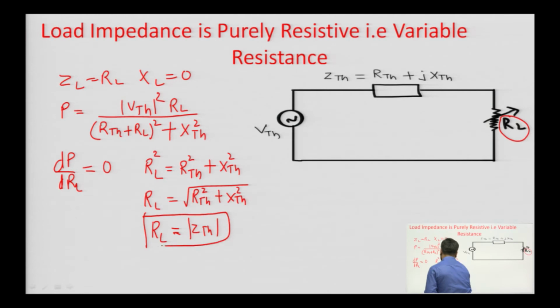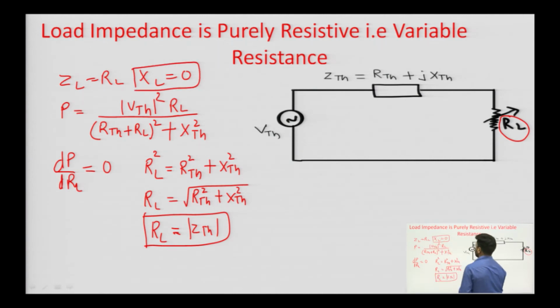So, this must be the condition in case we have only load resistance and do not have any reactance. So, X L equals 0, load reactance is 0 and Z L equals R L. For that condition, R L must be equal to the magnitude of Z T H, or R L must be equal to the square root of R T H square plus X T H square.